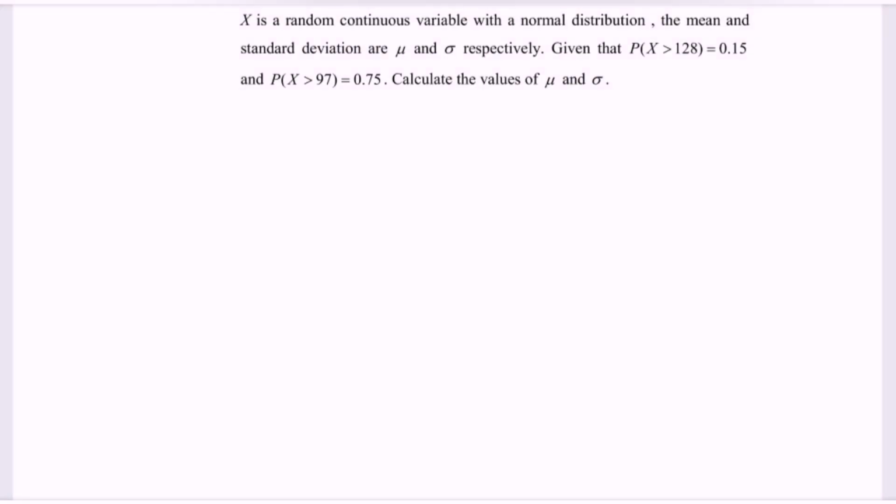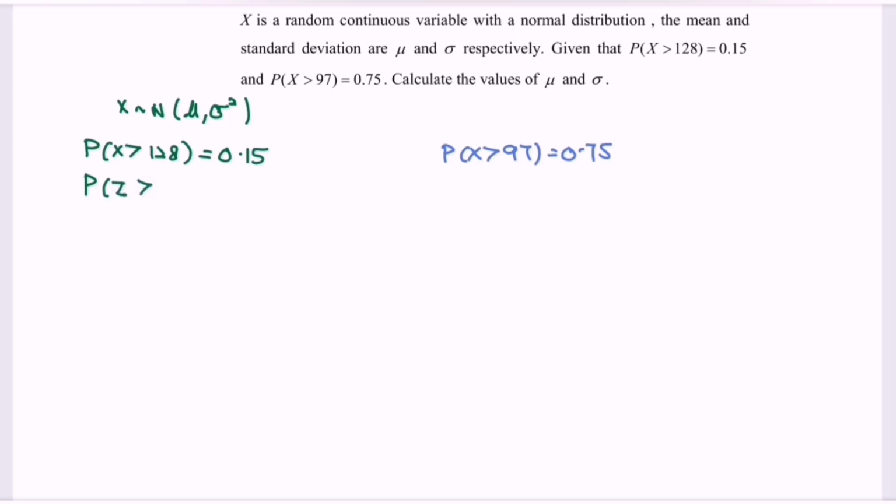X is a continuous random variable with a normal distribution. So here we have X is normal with mean mu and standard deviation squared, which is the variance. Given that, we have the question: the probability that X is greater than 128 equals 0.15. Another one, the probability that X is greater than 97 equals 0.75. Kindly refer to the questions. First, what we have to do is to standardize: Z greater than 128 minus mu over the standard deviation equals 0.15.